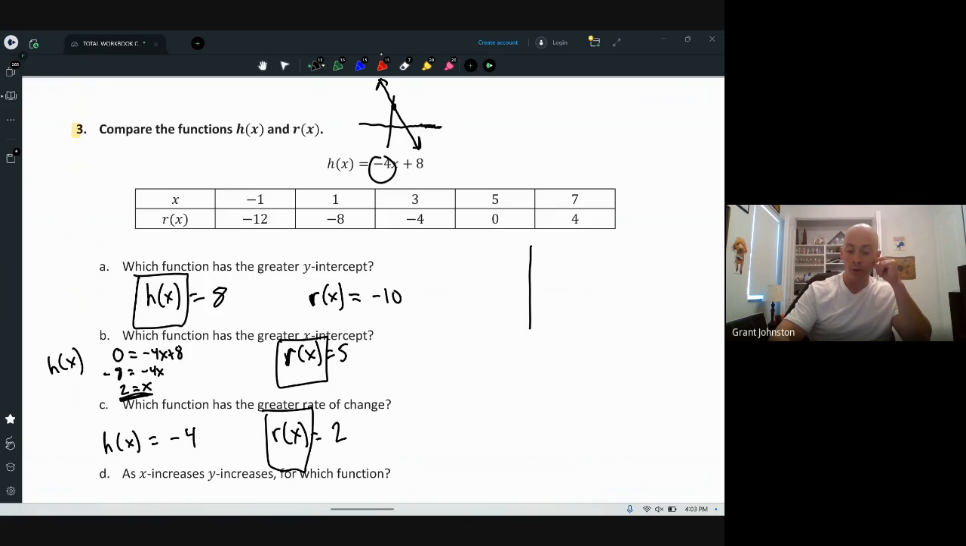So if I were to draw r of x, at -1, it's at -12, so somewhere down here. At 1, it's at -8, so maybe here. At 3, it's at -4, so maybe here. At 5, it's at 0. At 7, it's at 4. So I know that it's going to look something like that.